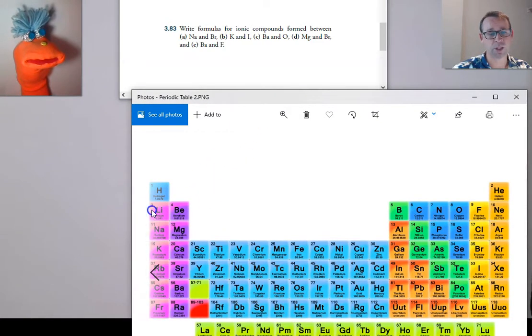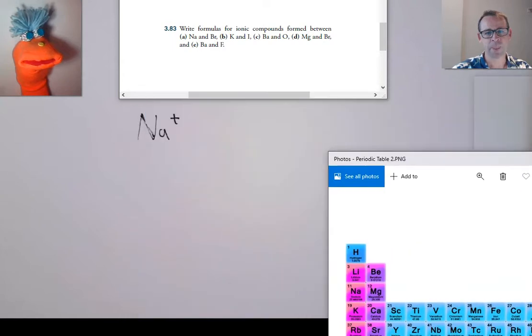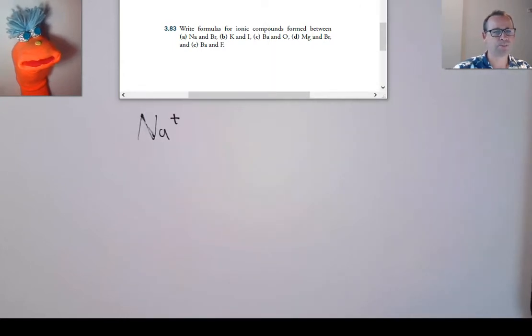These all want to form +1 charges in the compounds that they form, and these ones all want to form +2. You want to not forget, though, the basis of why that's the case. Calcium wants to lose those 2 electrons to have a noble gas electron configuration of argon. Okay? So, yeah, that's a shortcut way.